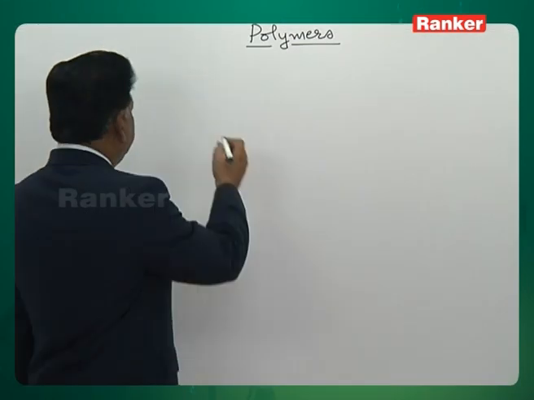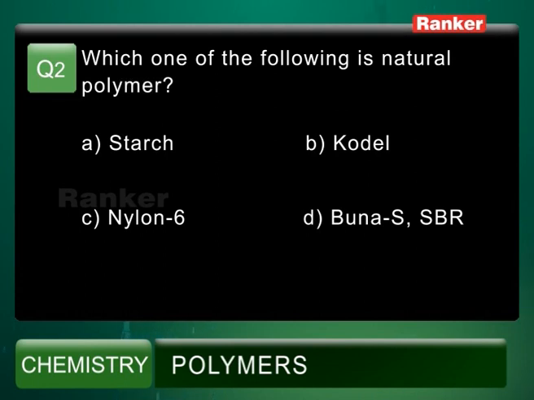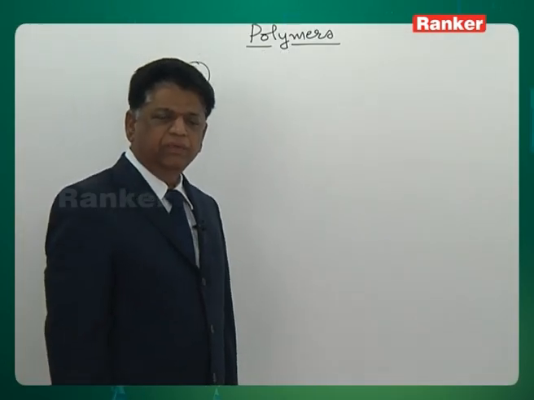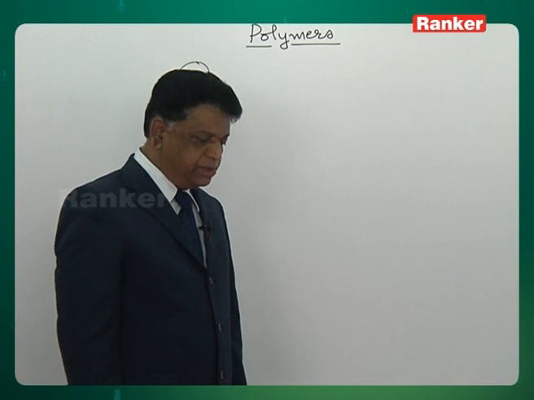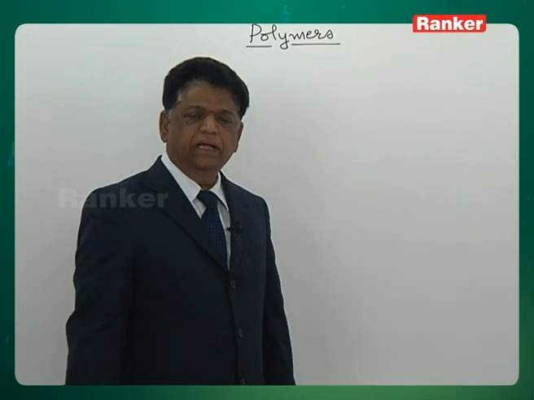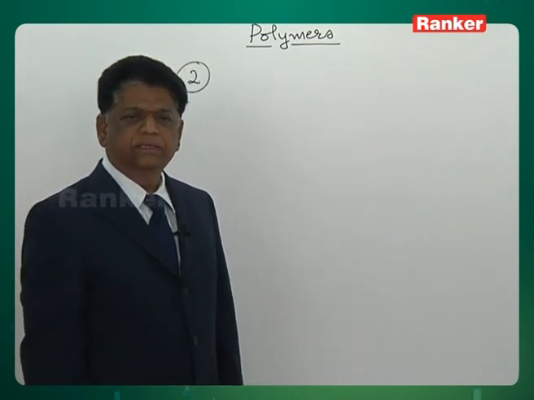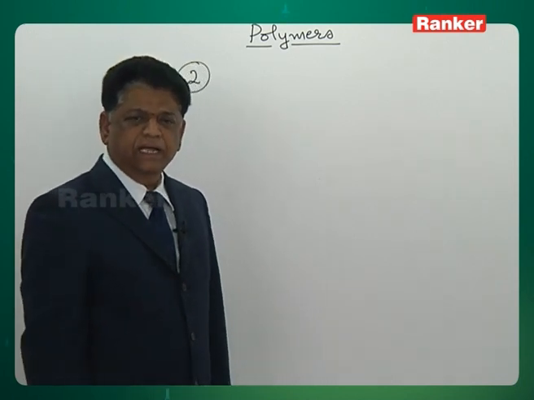So let us take question number 2. The question is, which of the following is a natural polymer? Option A starch, option B codel, option C nylon 6, option D Buna S, that is styrene butadiene rubber. Now starch is a polymer of glucose. Glucose also gives another polymer called cellulose. Both are polyglucose molecules, but a slight linkage difference gives the starch and this one. So the starch is the right answer here.